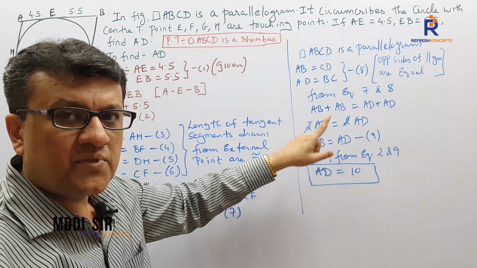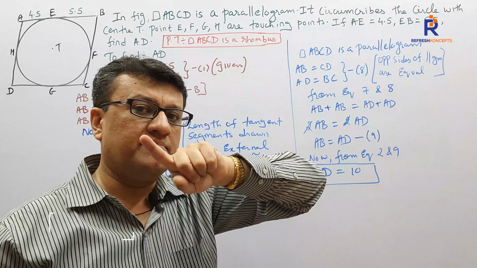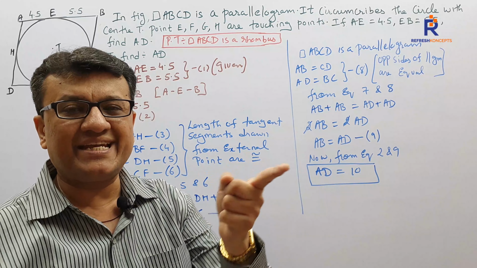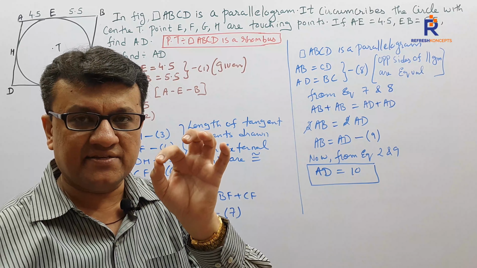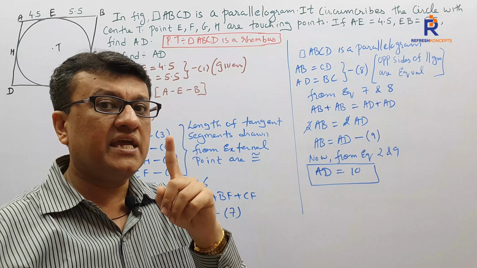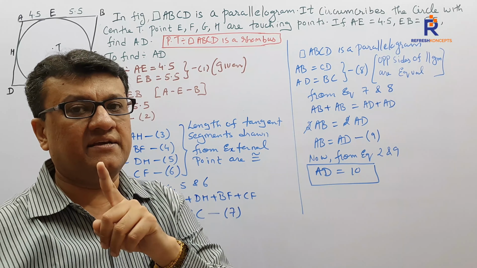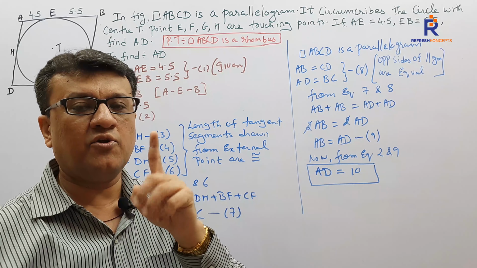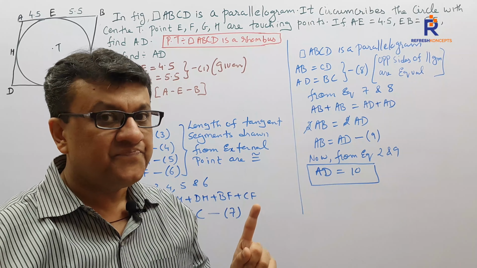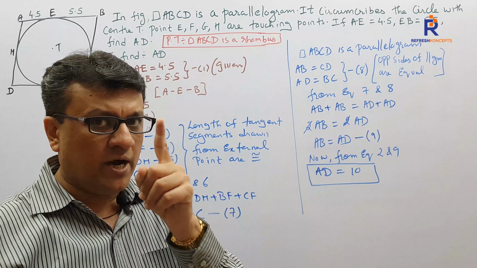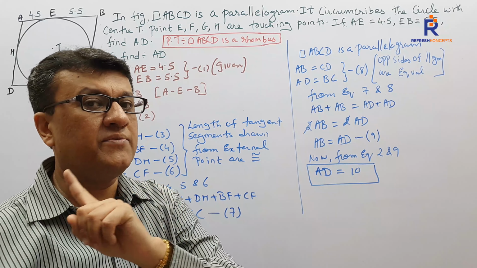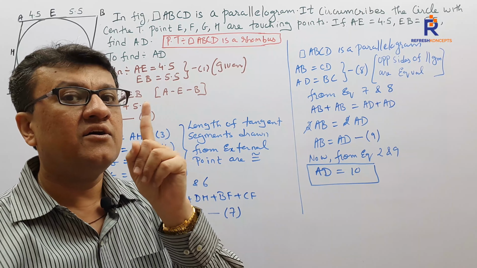Why, sir? How can a parallelogram get converted into a rhombus? What makes a parallelogram get converted into a rhombus? The answer is, if in a parallelogram any one pair of adjacent sides happens to be equal, the parallelogram is no longer just a parallelogram, it's a rhombus. I reiterate, if in a parallelogram any one pair of adjacent sides happens to be equal, then it is a rhombus.